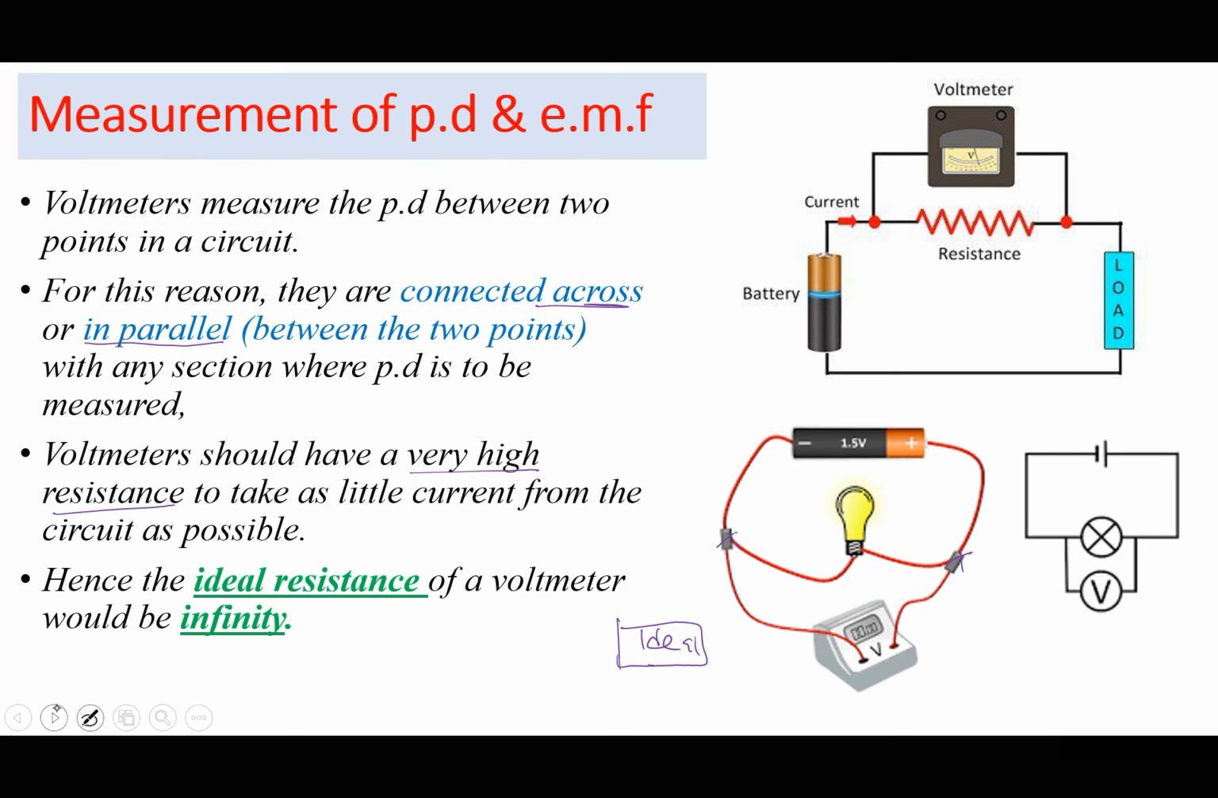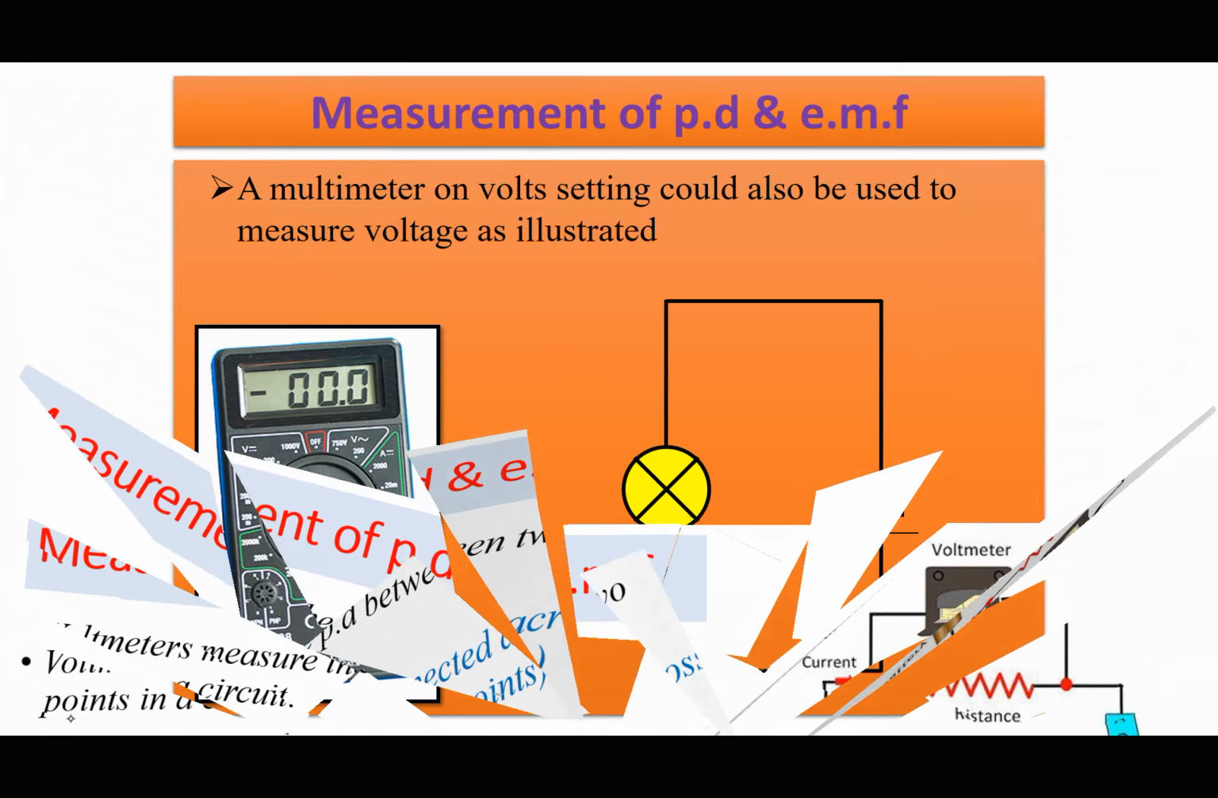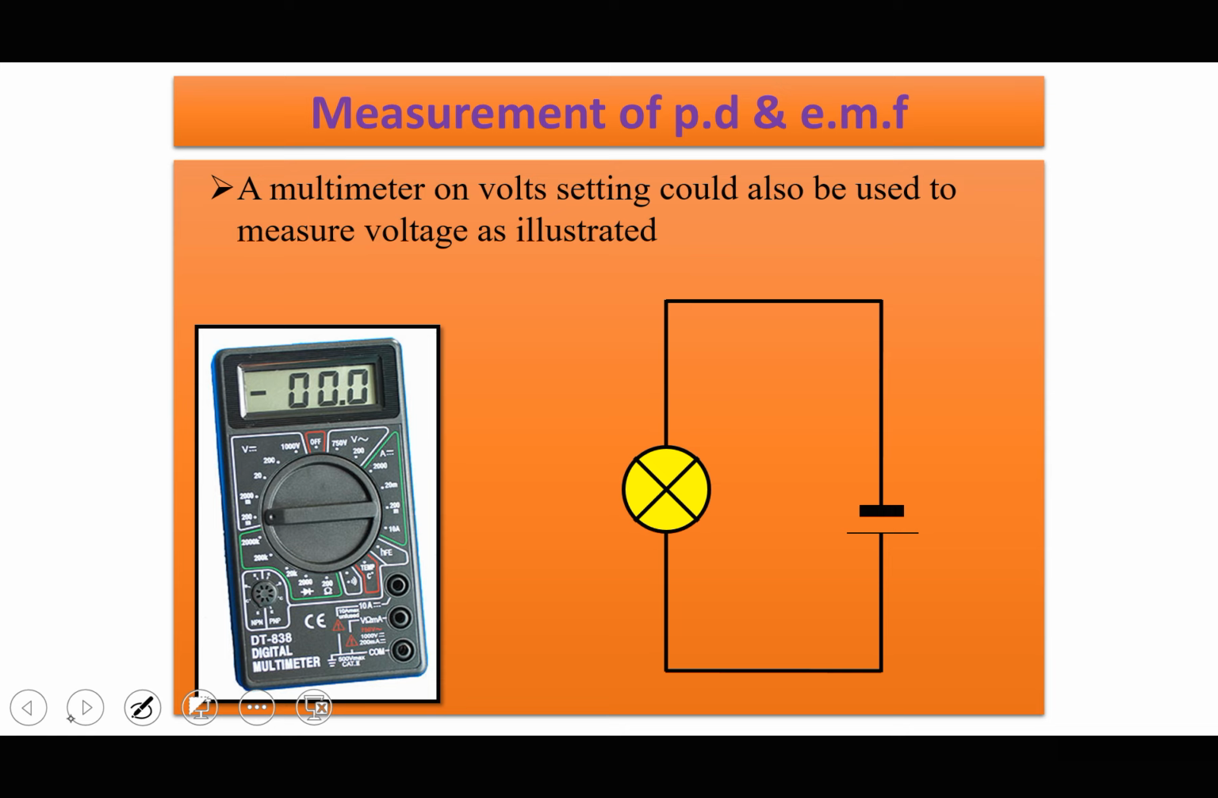Okay. So I'll just animate this to make people understand how we connect a voltmeter. Of course, in the absence of an analog voltmeter, we could have a multimeter. But if a multimeter is to measure voltage, it should be on the volt setting. So a multimeter on the volt setting.